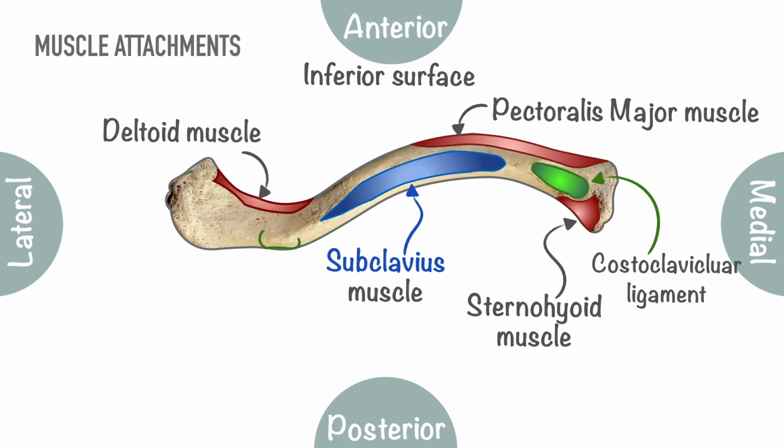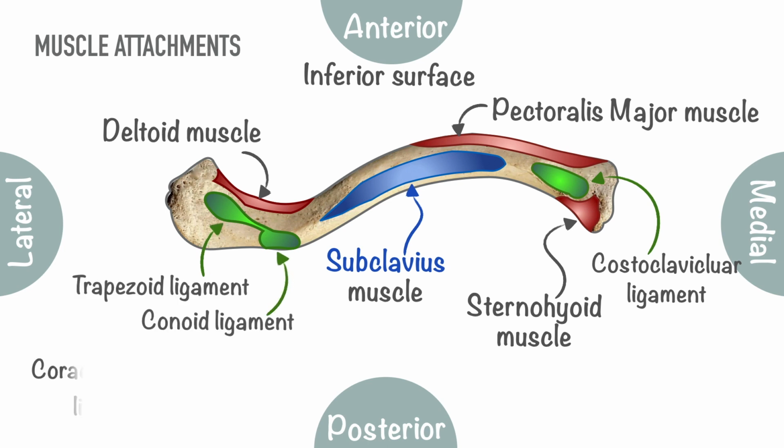The lateral third of the inferior surface presents a conoid tubercle and a trapezoid ridge, which provide attachment to the conoid and trapezoid parts of the coracoclavicular ligaments respectively.